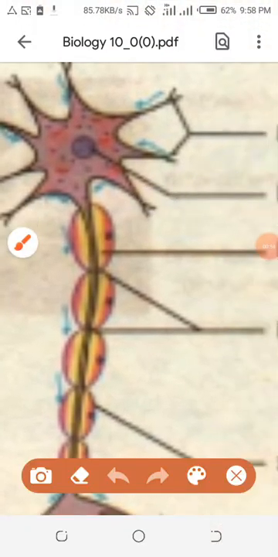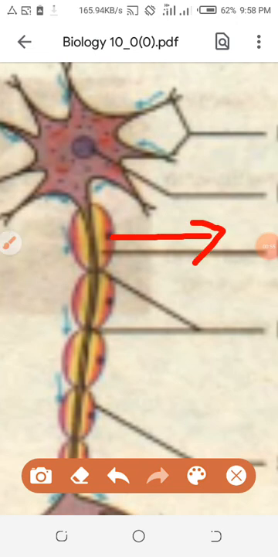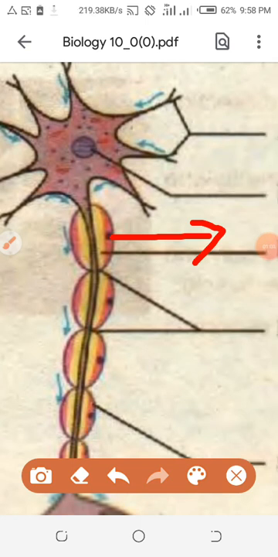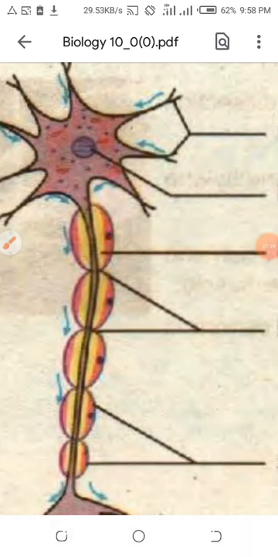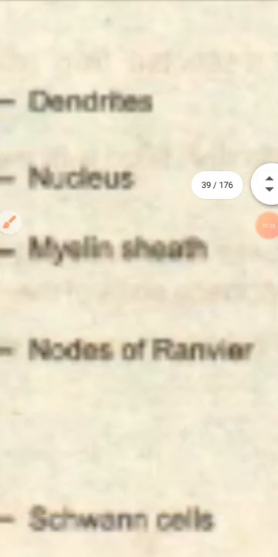This is the myelinated sheath, and the myelinated sheath is not present throughout the axon. If you just see, it is present only in some areas of the axon, and in some areas the axon is exposed. Here the axon is exposed. Here the axon is not exposed because of the yellow colored myelinated sheath, myelin sheath. Here it is written myelinated sheath, here it is written myelin sheath, but you can use both names. Both names are okay.